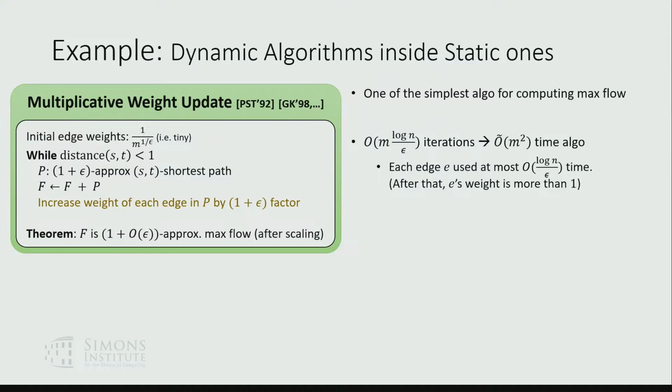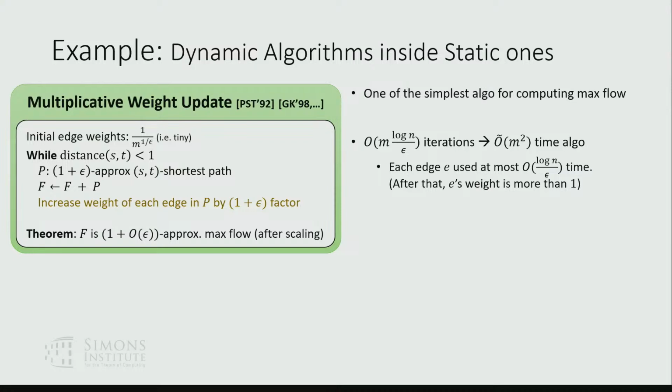So after some point its weight will be more than 1. And once the weight is more than 1, it will never be used in a path of length less than 1. So every edge will be used at most something like log over epsilon squared times. I missed the square, but anyway. Because of that, each iteration you can charge to some edge, so there would be something like linearly many iterations. Each iteration you can spend linear time if you compute the shortest path from scratch. So that's m squared time total.